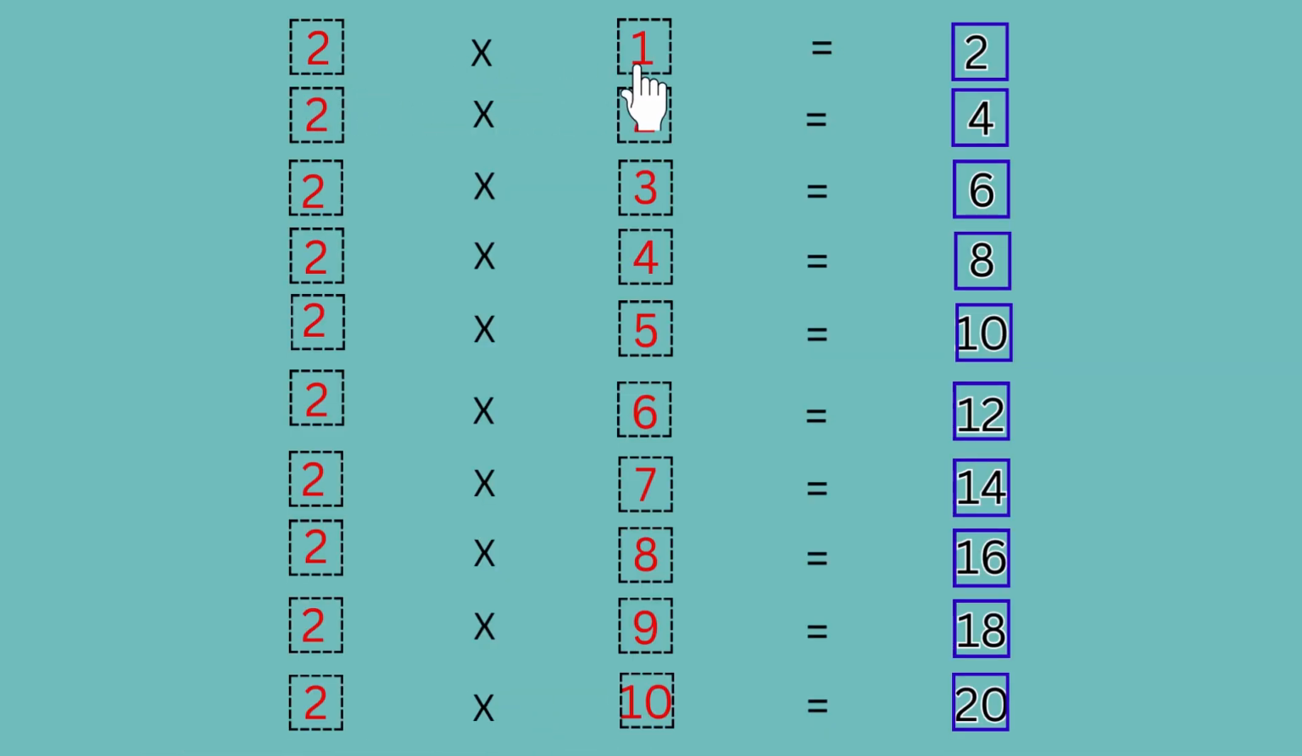2 ones are 2, 2 twos are 4, 2 threes are 6, 2 fours are 8, 2 fives are 10, 2 six are 12, 2 sevens are 14, 2 eights are 16, 2 nines are 18, 2 tens are 20.